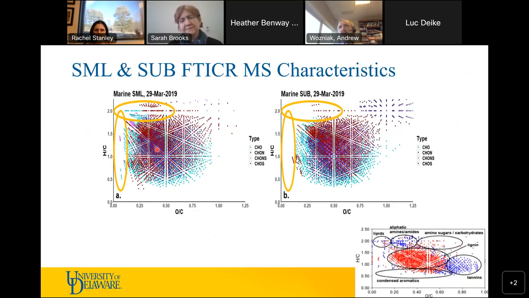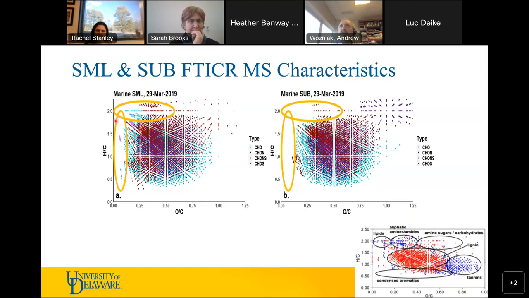Okay, so here we have some data from one of the sample sets from March 2019. On the left is the data for the microlayer, and on the right, the subsurface. You can see that we're characterizing a lot of formulas in both of these samples in all those regions that I showed you. But I've highlighted in ovals a couple of regions here that are showing some distinct differences.